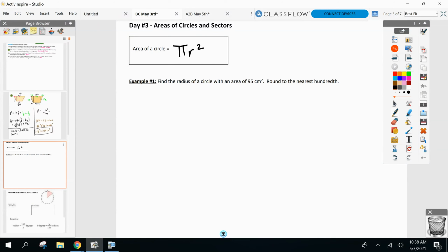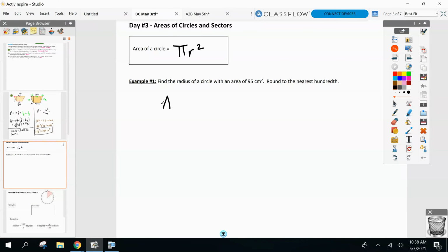And I am not going to spend a lot of time on the area of a circle. I have one question and that's it. There's something else I really want to work on today instead of just area of a circle. So here you go. Example 1, find me the radius if you know the area is 95. Okay, area is 95. What must be the radius?